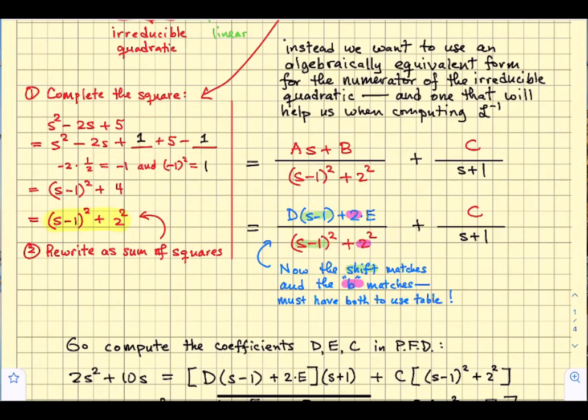So the idea is, how did I know to take this form? What I want to do is a constant times this shift, this s - 1, plus whatever the number is here times my other constant. So I want my shifts to match, and I want what we call the b in our table to match. And this is going to make our life a lot easier when we go to do inverse Laplace transforms. It's still consistent with the partial fraction theory, but just has a slightly different form that is more table friendly.